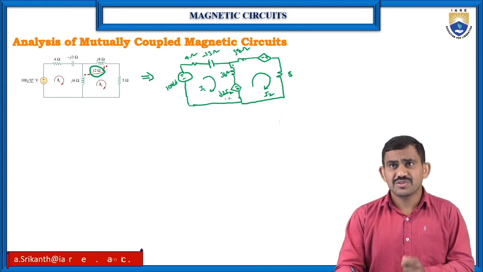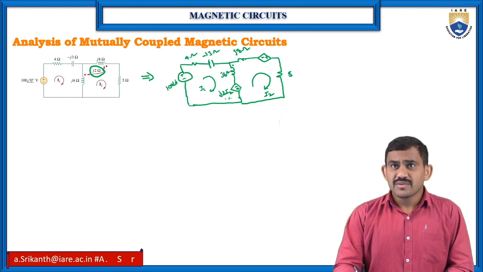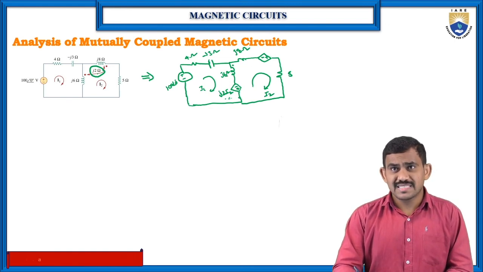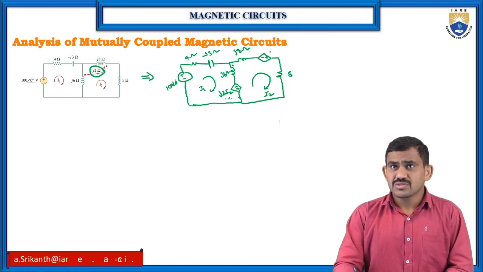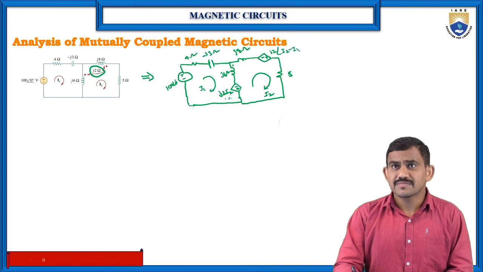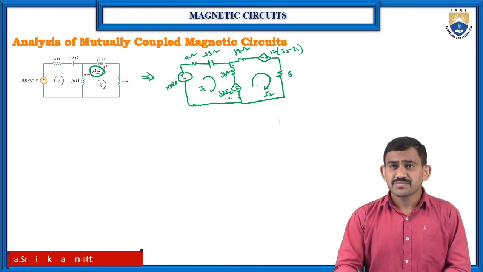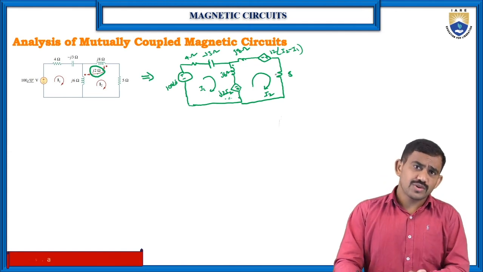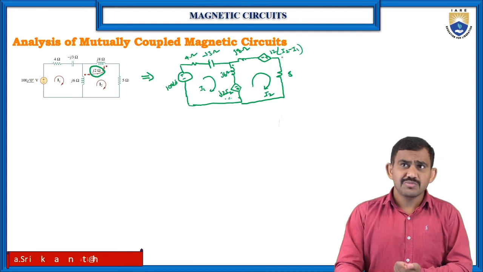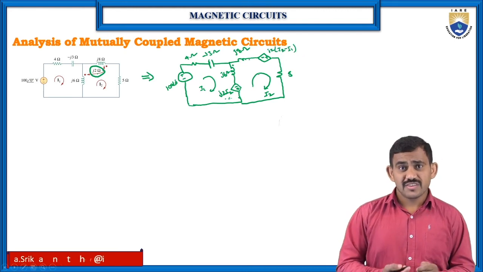Coming to here, we have mutual coupling with 6J having I1 current. So J2 into I2 minus I1. Why I2 minus I1? Both currents are reversed, and here the main current depends upon the loop 2 current. So loop 2 current and loop 1 current are reverse, so I have I2 minus I1. It's very simple to write the equation now.